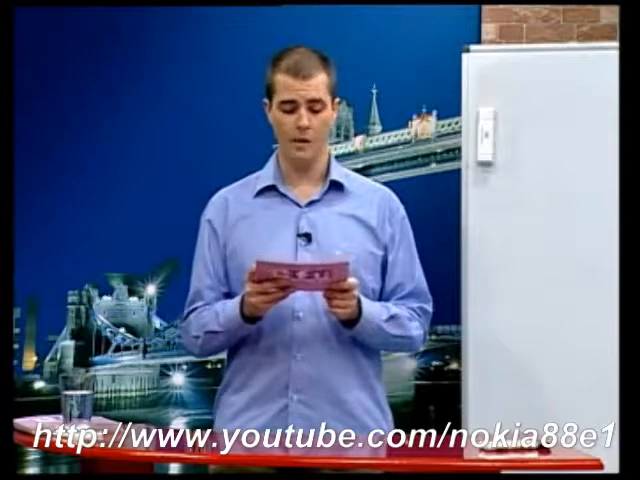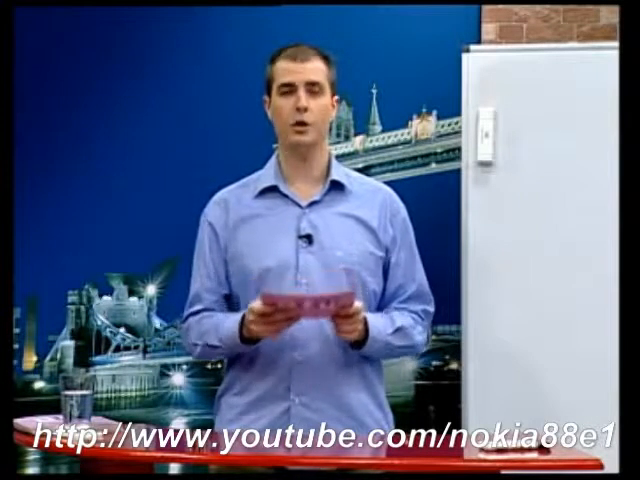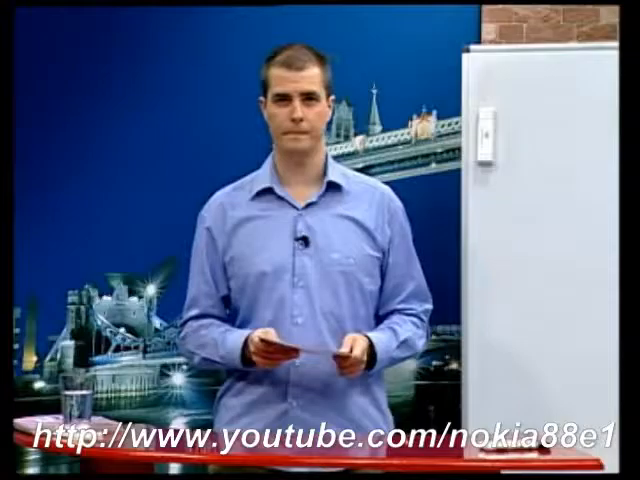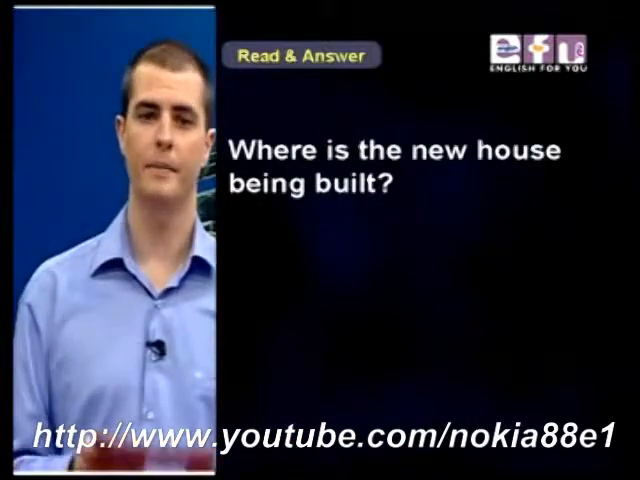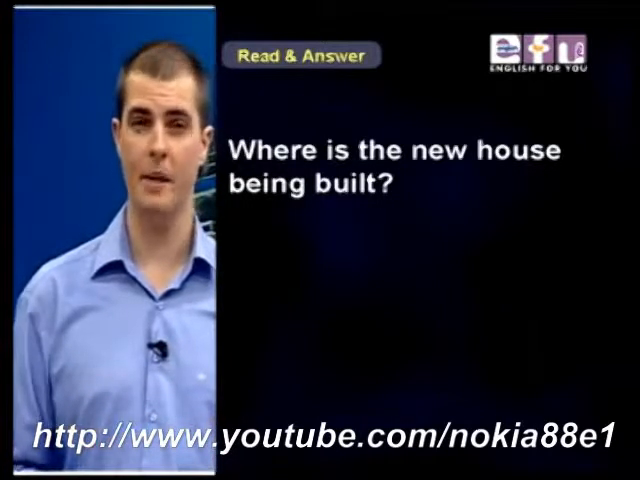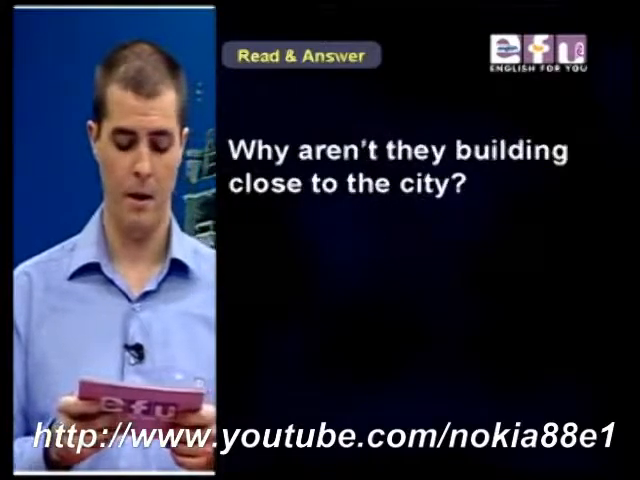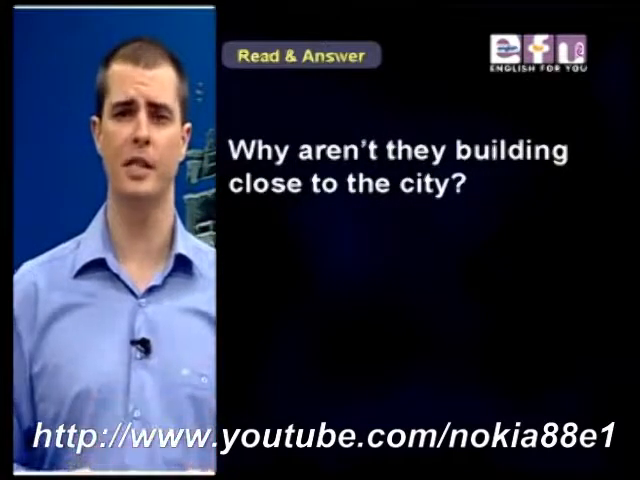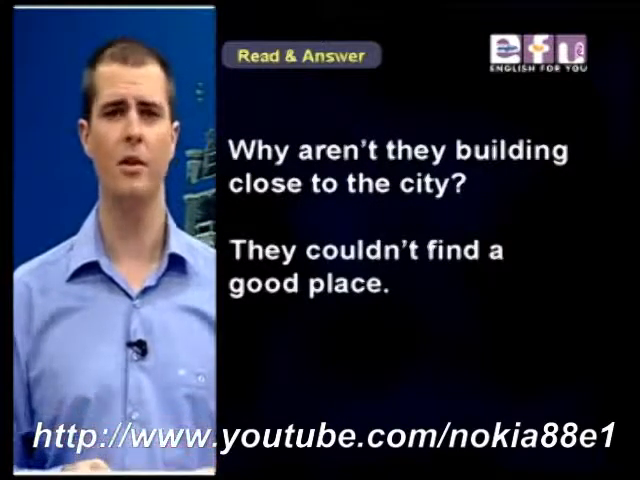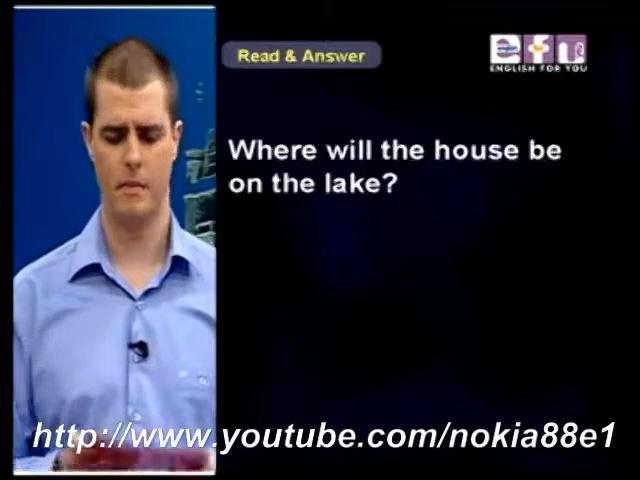Number 10. What is the most important thing for the Jones family? Now, check your work. Number 1. Where is the new house being built? It is being built near the lake. Why aren't they building close to the city? They couldn't find a good place.